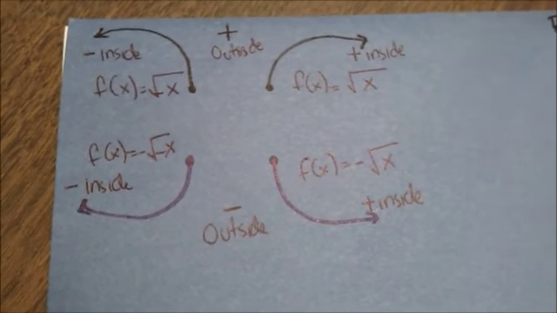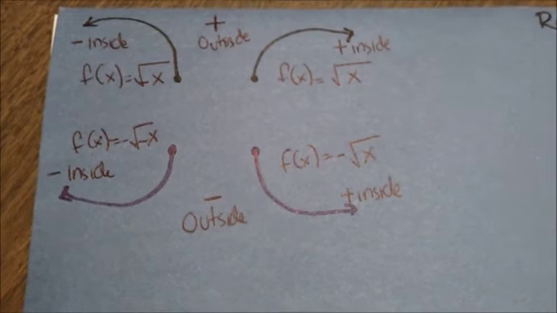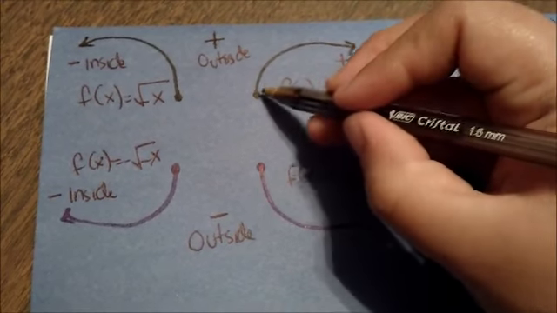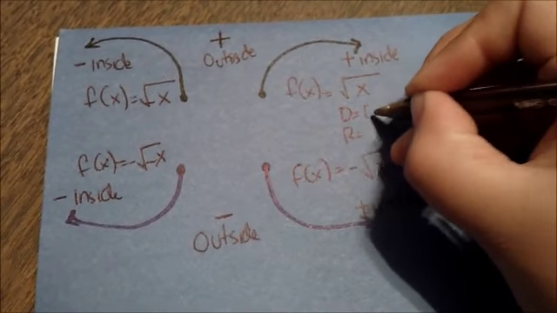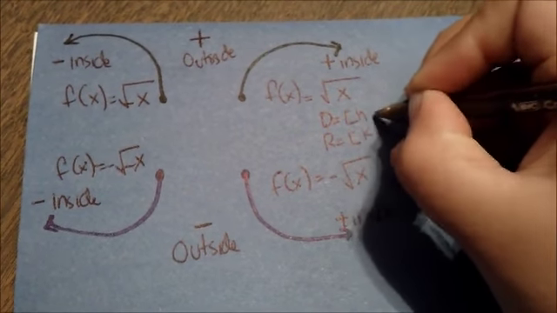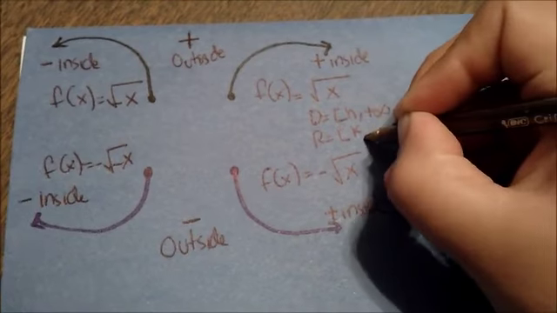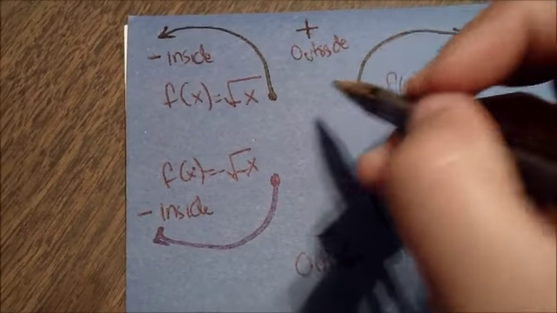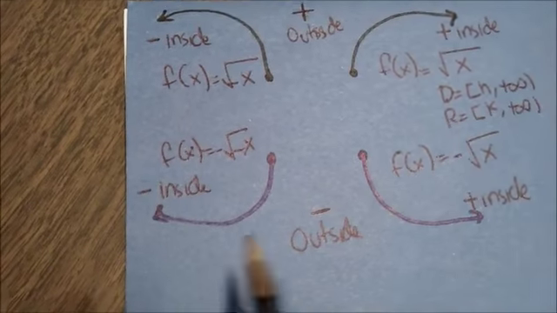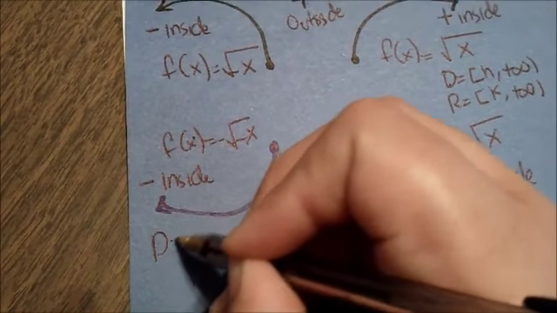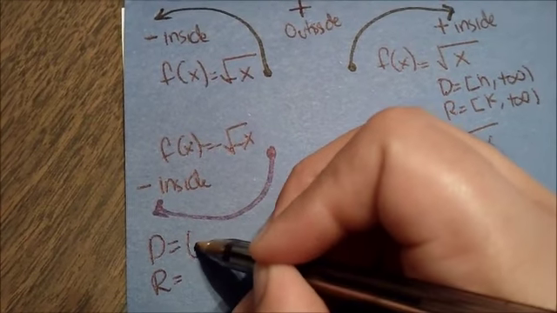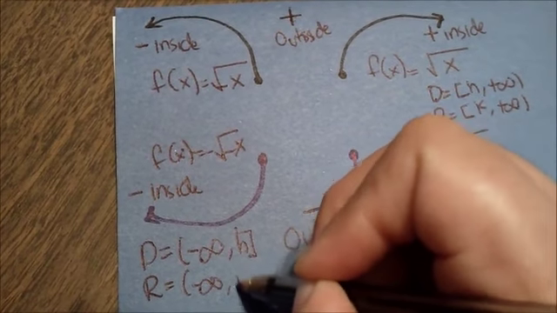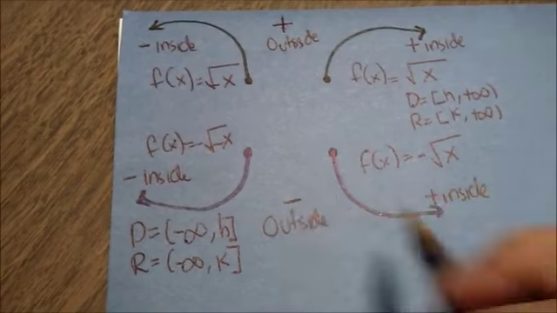And remember your domain and range rules. Domain is from h, bracket h, k comma positive infinite, and here it is going to be from negative infinite. Let's move on to this one. Negative negative is domain and range minus infinite comma h, k. And this is a combination.